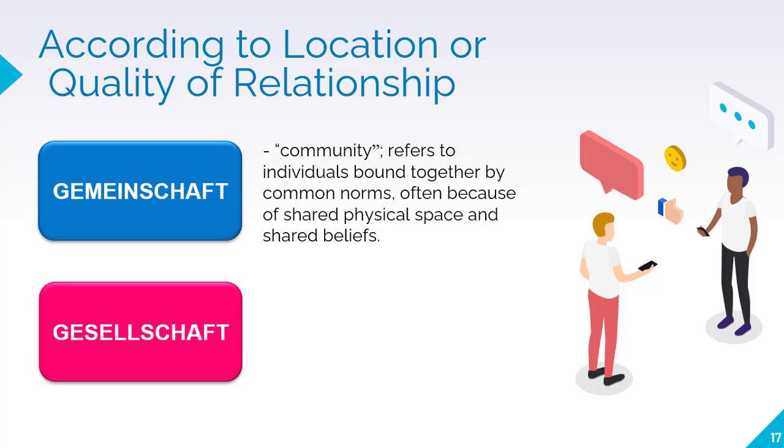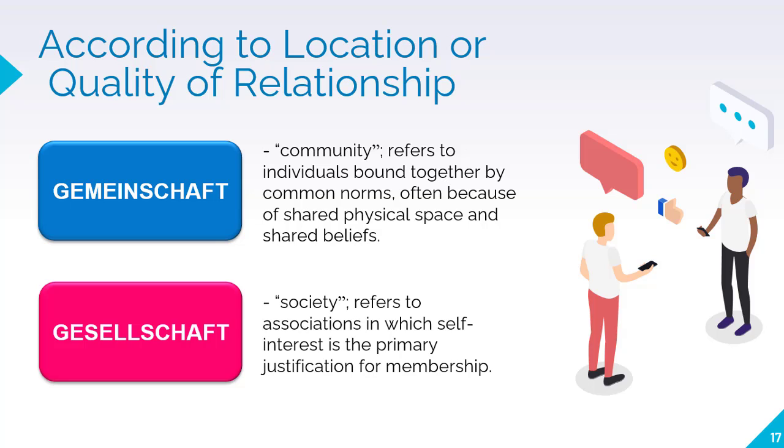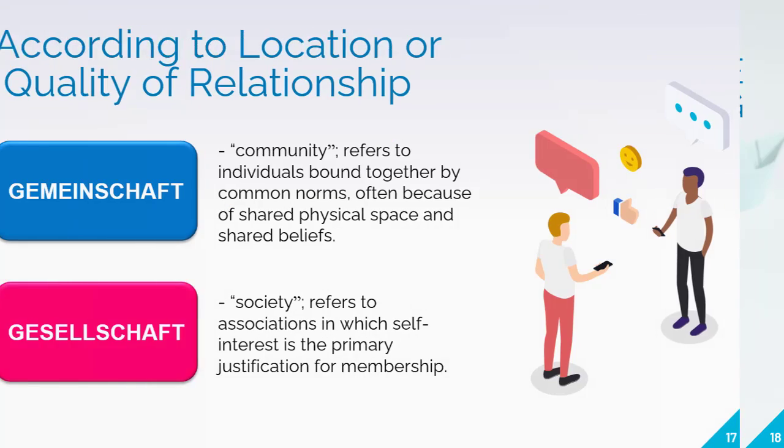On the other hand, Gesellschaft, also known as society, refers to associations in which self-interest is the primary justification for membership. Usually, the members of this group have a primary goal of enhancing their own self-interest, and in order to attain that, an organized group is formed to coordinate efforts.